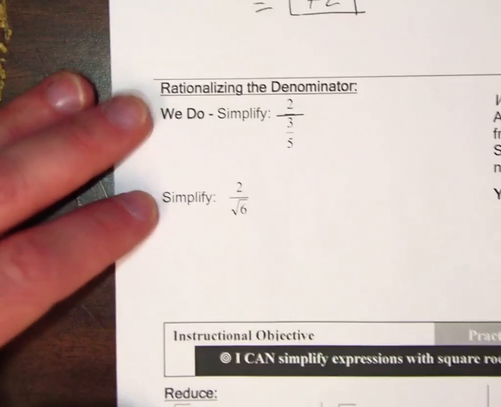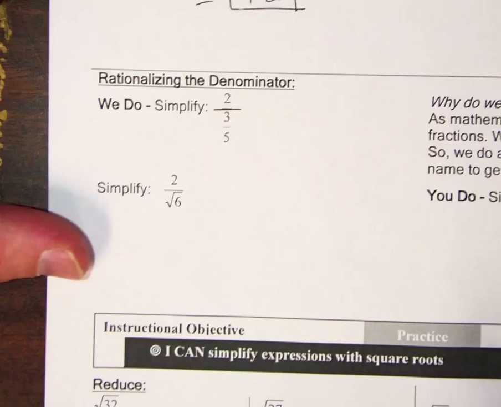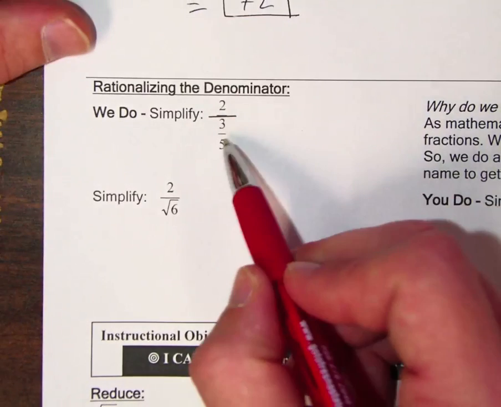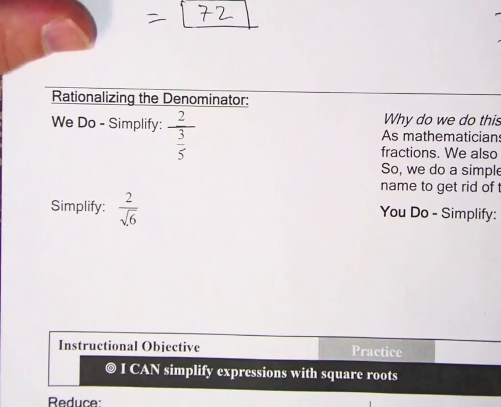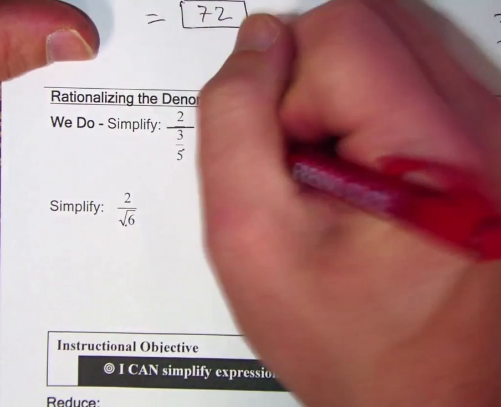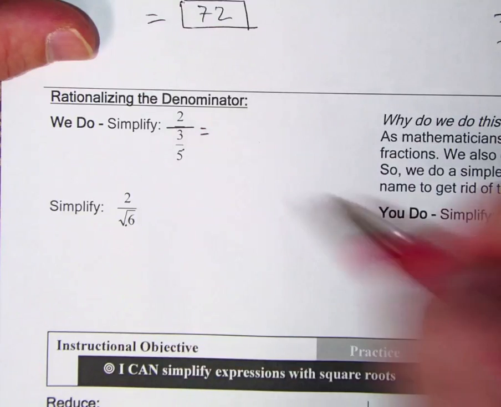Okay, last thing. It's called rationalizing the denominator. We don't like to leave fractions or square roots in our denominators. We're not simplified if we do. So here's the first thing. How do you get rid of this fraction in the denominator?